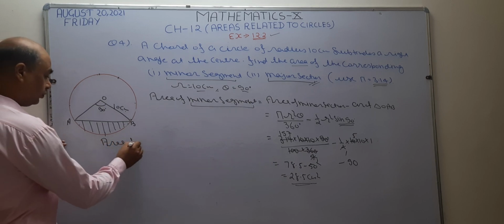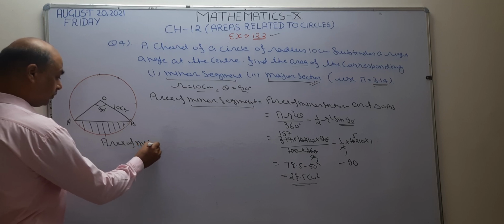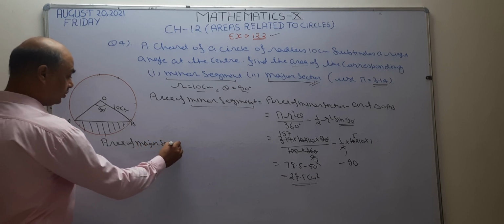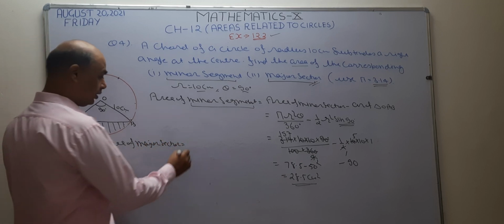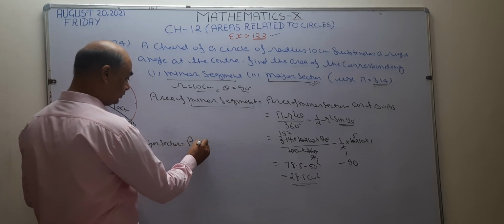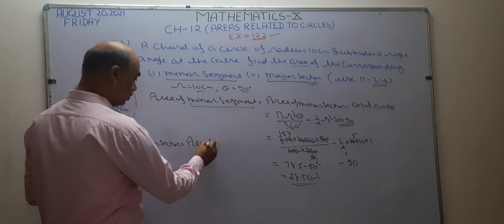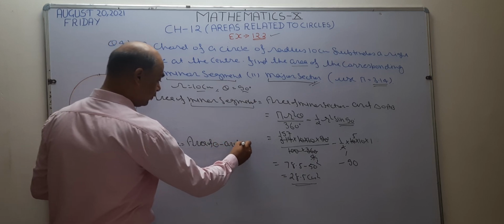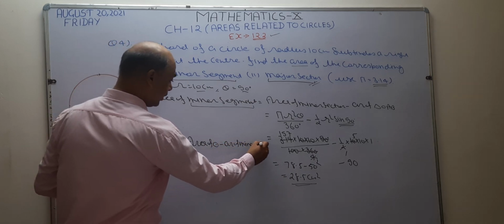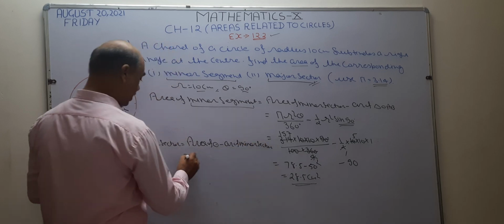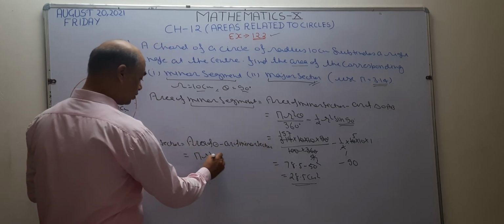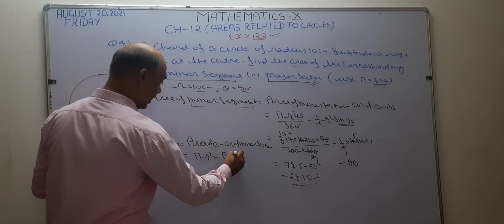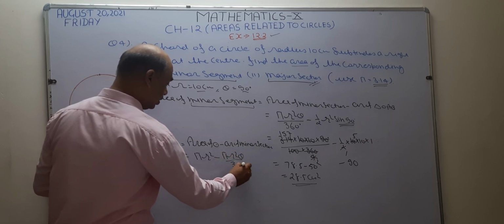Area of major sector. How do you find the area of major sector? Area of circle minus area of minor sector. So area of circle, you know the formula, pi r square. Area of minor sector is pi r square theta upon 360 degree.